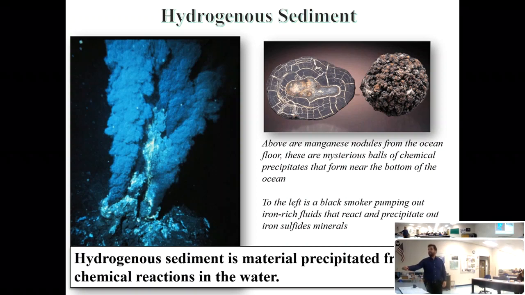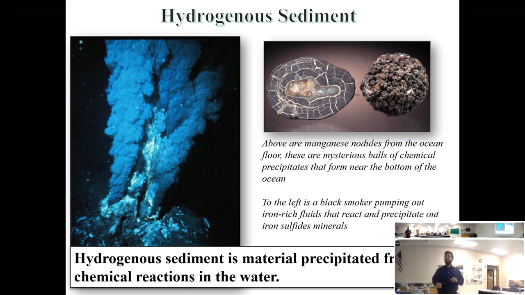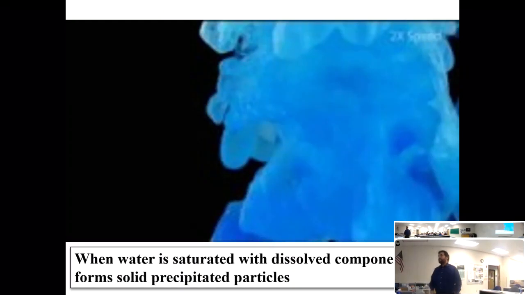So chemical reactions that precipitate in the water create these hydrogenous sediments. Okay, so they form from precipitation. So does that all make sense? Y'all understand what hydrogenous sediments are? These are kind of less important compared to terrigenous and biogenous. You'll see that the vast majority of sediment on the seafloor is terrigenous and biogenous. So these are just kind of extra things that you should be aware of.